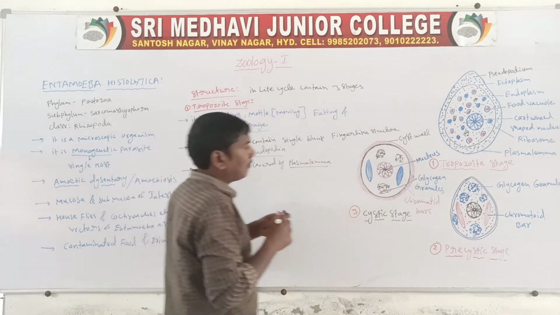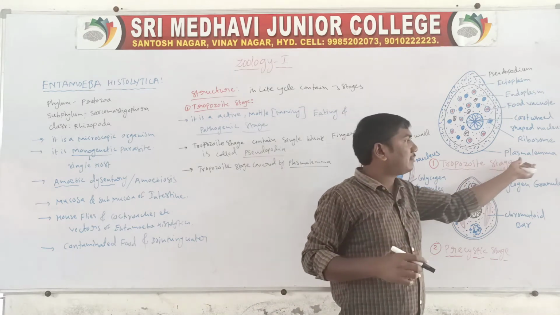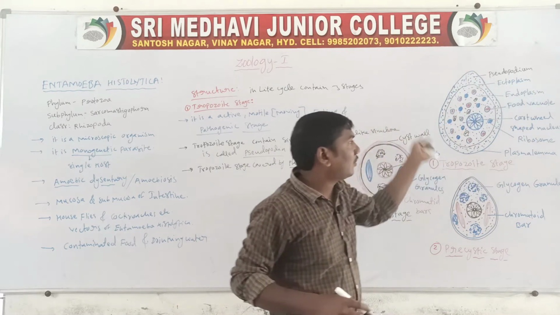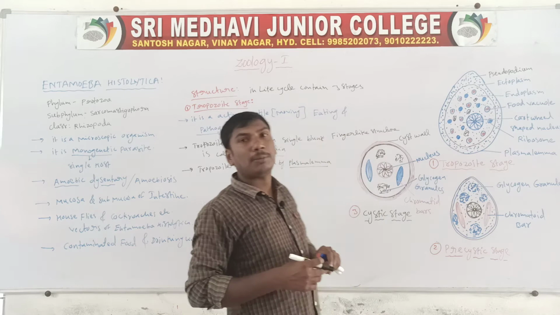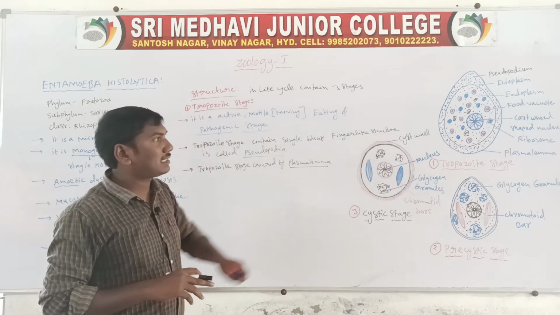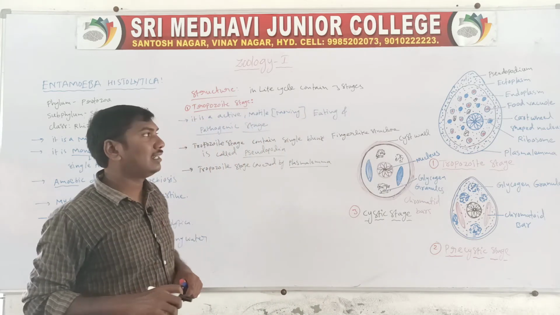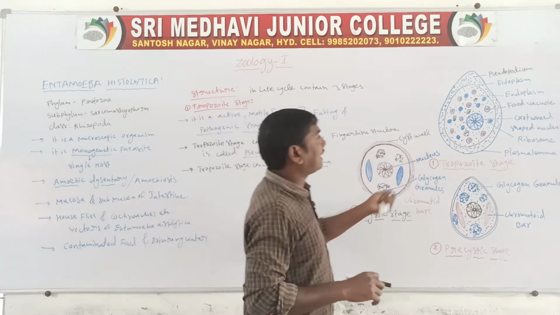The trophozoid stage is covered by the plasma membrane. Next, they contain a cytoplasm.